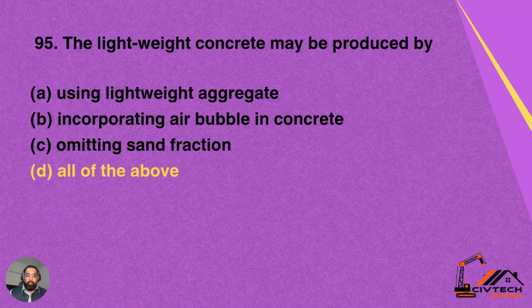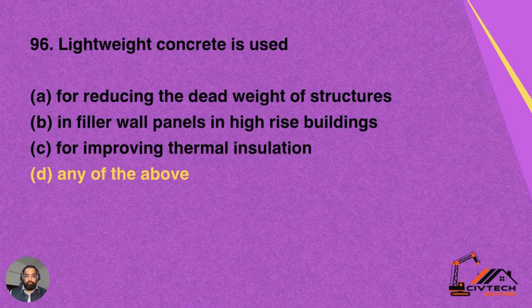Question 95. The lightweight concrete may be produced by: option A, using lightweight aggregate; option B, incorporating air bubbles in the concrete; option C, omitting sand fraction; option D, all of the above. So lightweight concrete may be produced by all these factors: using lightweight aggregate, incorporating air bubbles in the concrete, and omitting the sand fractions. So D is the correct answer for this question.